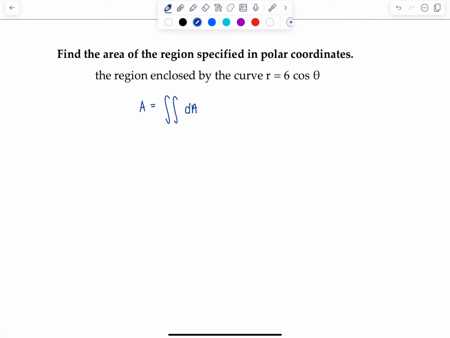Also in Calc 1, you learned area integral f of x dx. Well, why was that? Because this is the height, and then this together, dx with the integral, gives you the base. So it's 2 dimensions. One for the integral, 2 dimensions for the base.